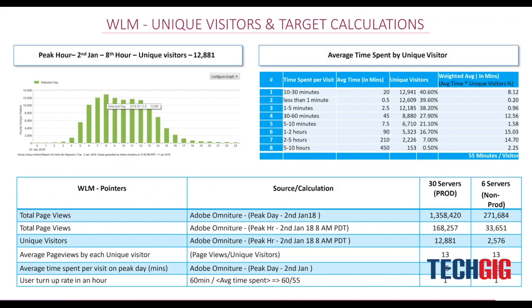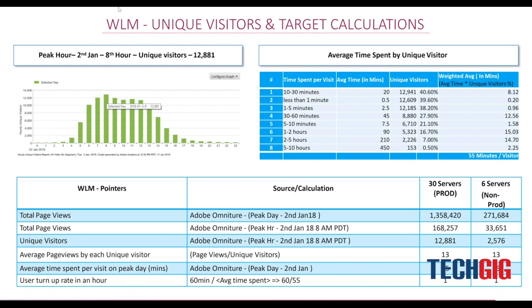Get that list of transactions, the list of business scenarios which are consuming on that peak day. Once that is done, do this calculation. What is the average time? Visitors will vary in their time. Sometimes a visitor will be active in a session for 30 minutes, and some person will be active for 1 minute, and some for two to five hours. So we have taken factors like 10 to 30 minutes, and from that we have derived the average time and the unique visitors. The percentage is calculated from this, considering this as 100 percent. Then calculate the average time spent by the unique visitor. If you can see, 55 minutes is the average time the unique visitor is spending on that particular application.